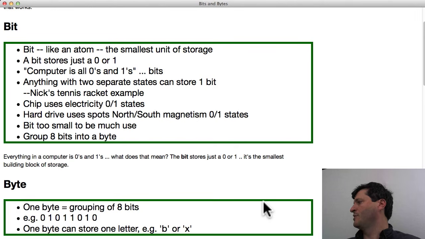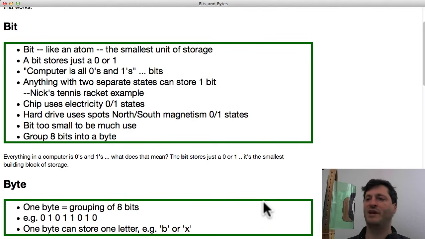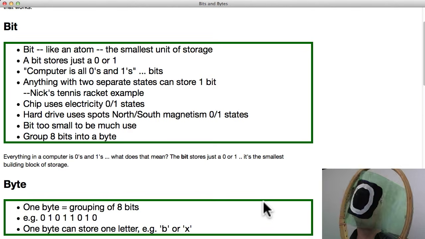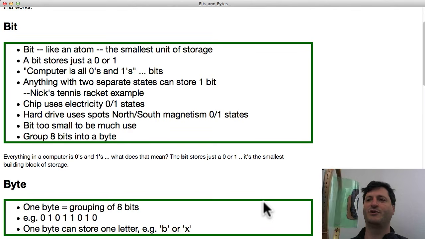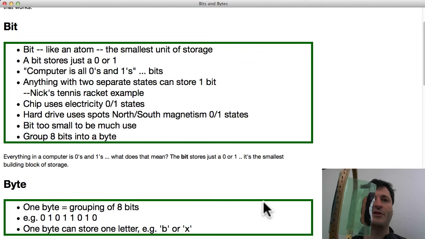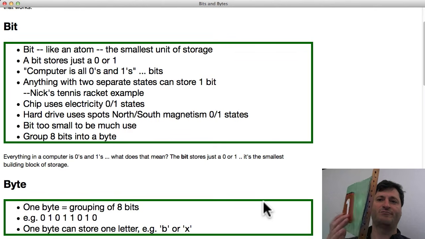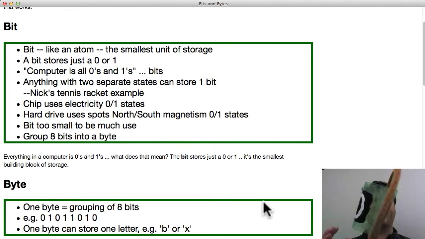I've actually, just as a prop, I've built this bit here. So this is a bit made out of a tennis racket with some plastic in it. And the way this works is that it has two different states. So I'm going to just call this state the 0 state. And then I could push it into the other state. There you go. The plastic snaps and it stays. We'll call that the 1 state. So I could switch it back to 0. There's 0. Turn around. There's 1.